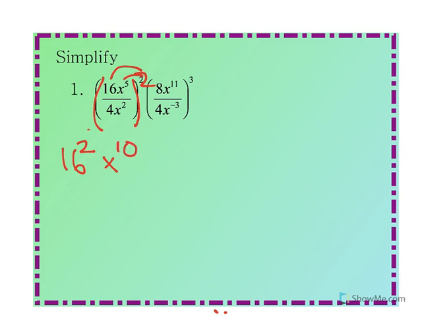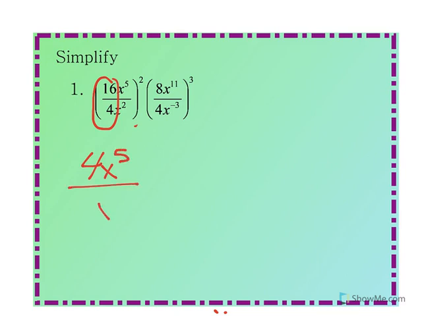Now, did any of you think to stop and say, wait, you mentioned earlier to simplify what was within the parentheses. Instead of having to do 16 squared, how about we reduce the fraction first? 16 divided by 4 is 4. So we have 4x to the 5th over x squared. That is what's going to be squared.